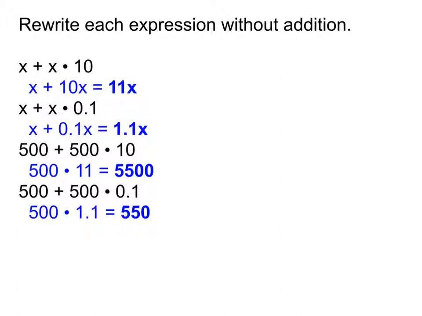Or, this should now start seeming like a familiar type of calculation based on the work we did yesterday, 500 plus 500 times 0.1. Yesterday's work, we always had to do that in multiple steps, but here we can see that we actually could do that just as 500 times 1.1. And we're going to be using this kind of a skill here a little bit later on.